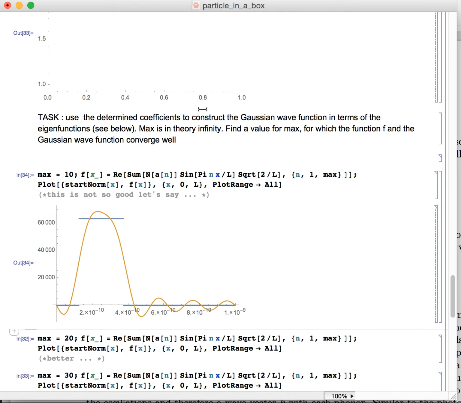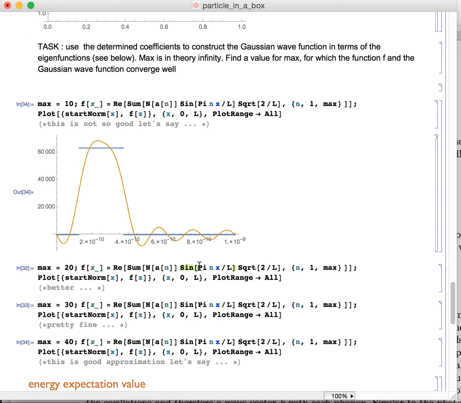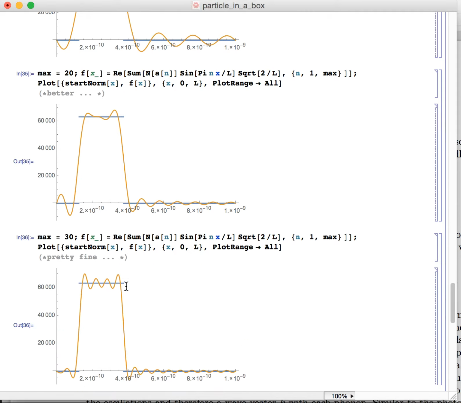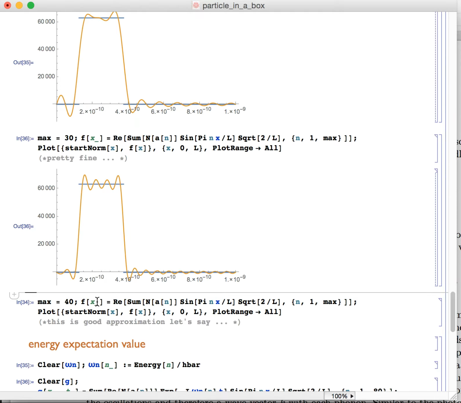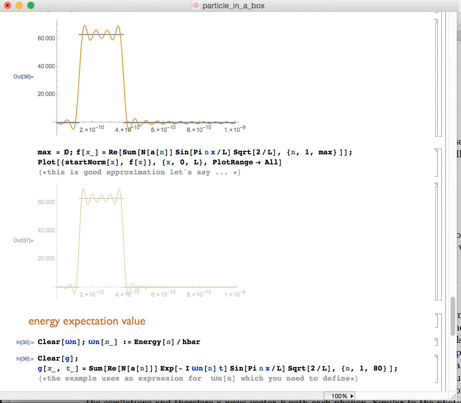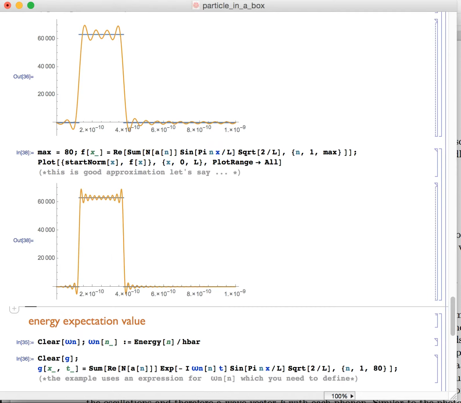We only take 10 terms now, so we make it a sum from 1 to max, and max is now 10 terms for our complete sum, which in theory runs to infinity. So we see it's an approximation, but it's not the best approximation. Now we take 20 terms, so it gets better. And we take 30 terms, better, but still not perfect. Even with 40 terms, we're still not really there. Now we can take 80. So for 80, we'd say, okay, maybe we call it a day, maybe that's enough now.